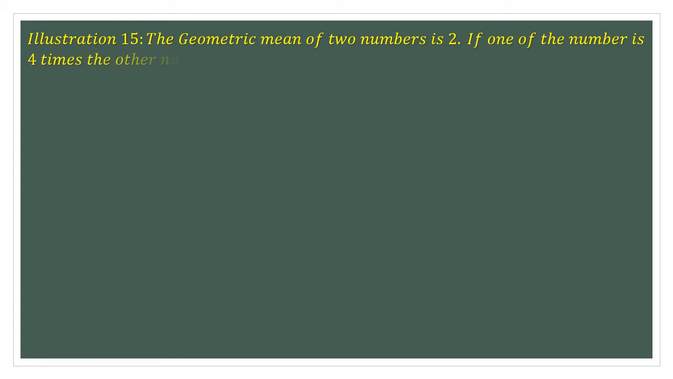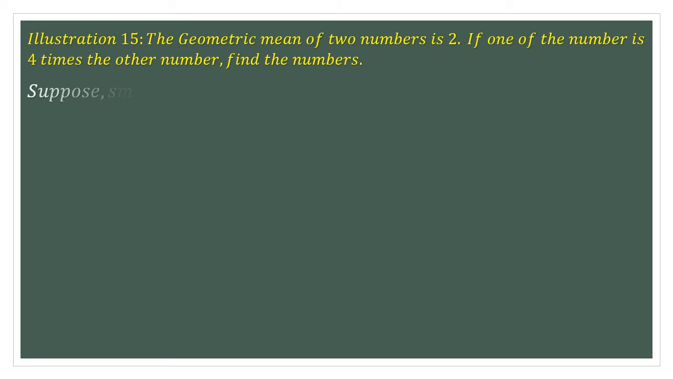Illustration 15. This is a reverse, the opposite kind of a sum where we have to go back. The geometric mean of two numbers is 2. That means the GM is directly given. If one of the numbers is 4 times the other number, find the numbers. That means one is a small number, the other is a big number. The big number is 4 times the smaller number.